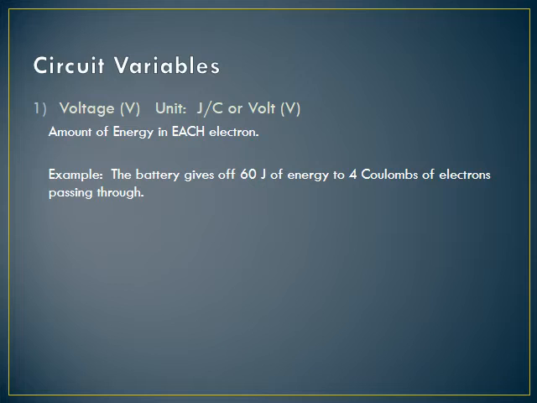So a sample problem that you might see on your next math test is something like this. The battery gives off 60 joules of energy to 4 coulombs of electrons passing through. So we've got these little electrons passing through the battery, and in a certain amount of time, 4 coulombs of them go through, and the battery during that time loses 60 joules of energy. So the question is, how much energy did each one of those electrons get? And so on the variables quiz, I'd expect you to be able to say V equals 15 joules per coulomb, which is the same as saying V equals 15 volts.